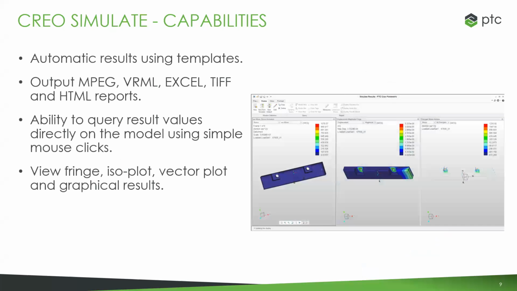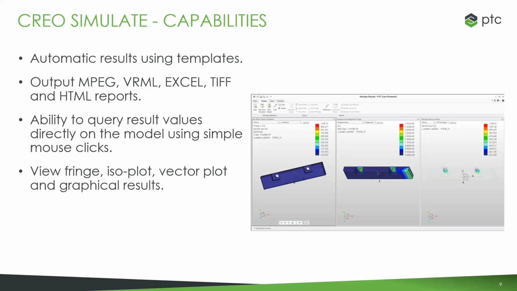And then once you run the studies, there's a lot of functionality when it comes to observing the results. By default, Simulate will automatically build out templates that give you information, say, on your stress, displacement, a lot of other values that you might be concerned with. And then the results can be output into different reports, many different file formats: Excel, VRML, TIFF, HTML, however you need to get it out. And from right within Creo, you can query on the result values to see exactly what those stress values look like or how exactly the parts are going to deform through different animations.